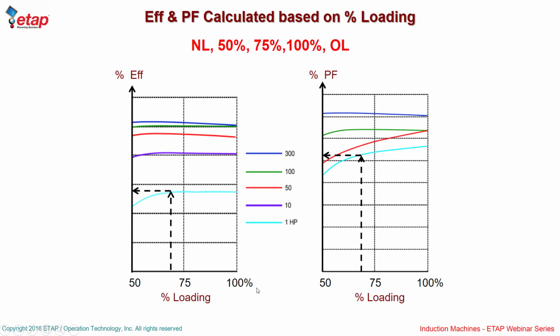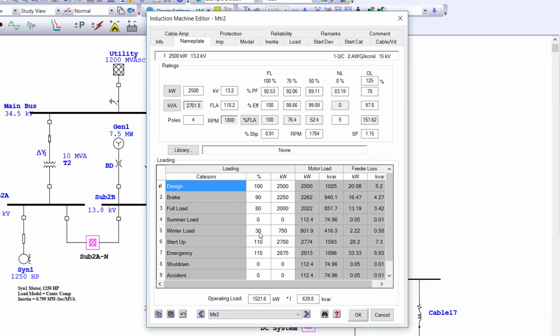So in the editor, I can put the percent loading at any value. If it's 80% loaded, and that's this line right here, that means it's running somewhere right between the two items right here, these two, power factor and efficiency.